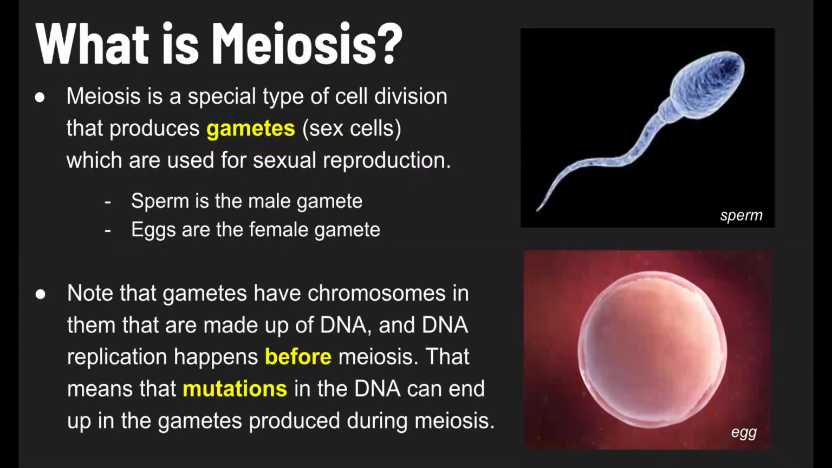Now, you should note that gametes have chromosomes in them that are made up of DNA, and DNA replication happens before meiosis does. Now, why is that important? That's important because that means that any mutations in the DNA can end up in the gametes that are produced during meiosis.